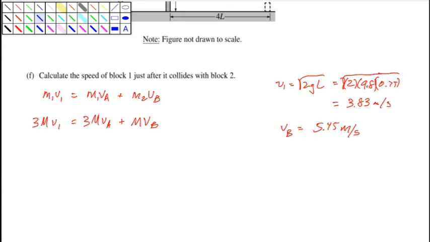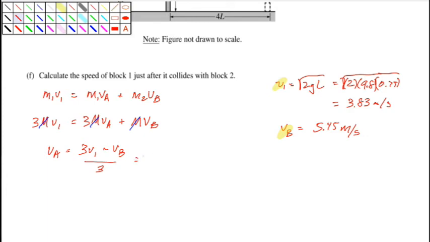But the M's all cancel out here. We don't need those anymore, so we're going to get rid of those. And we can rearrange this particular equation so that we get VA is equal to 3 V1 minus VB, divided by 3. And we've got values for V1 over here and VB. So we're just going to plug those values in.